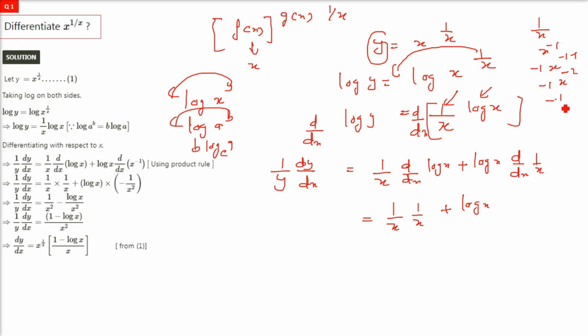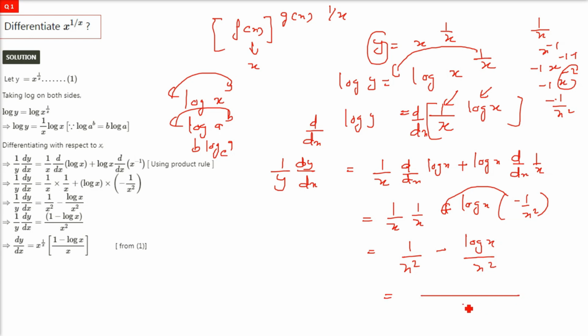So minus 1 to the power x to the power minus 1 minus 2 it will be. So when we take it in the denominator, it will be minus 1 by x square. Final will be 1 by x square minus, this minus I have taken, this one minus, then we have log x divided by x square. x square you can take common, x square, 1 minus log x it will be. So this is the right hand side complete.